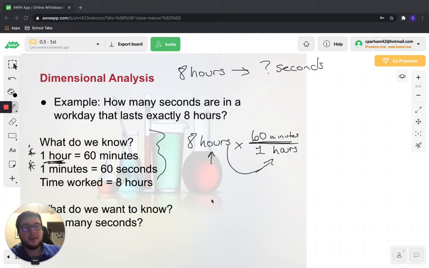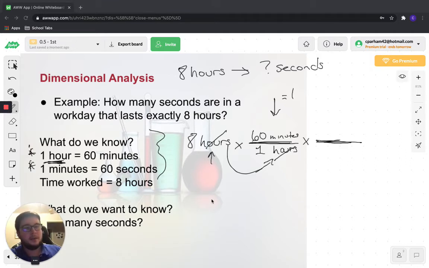Okay? And remember that 60 minutes and 1 hour represent the same amount of time. So this fraction is equal to 1. I'm really just multiplying 8 hours by 1 and expressing it in different units, right? So hours are going to cancel out. And my question is still not answered, because if I did this as it is, my final answer would be in minutes, and I don't want that. So I need another conversion factor.